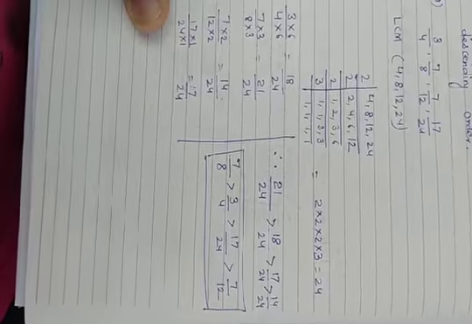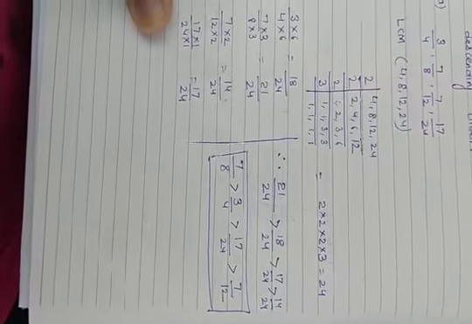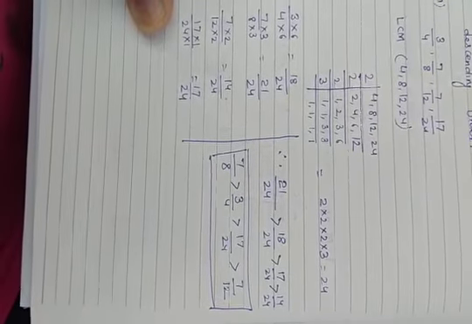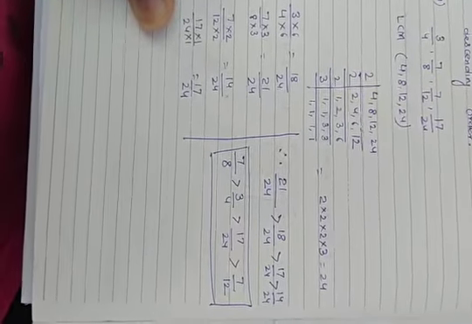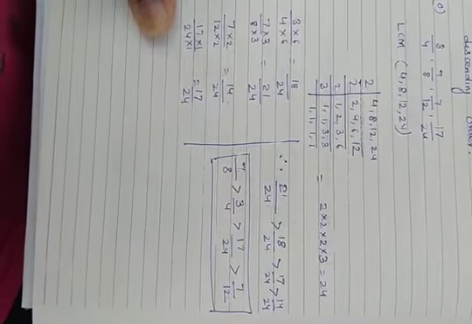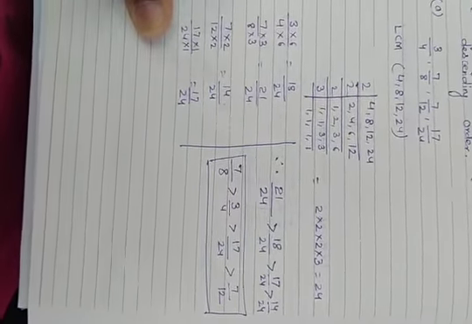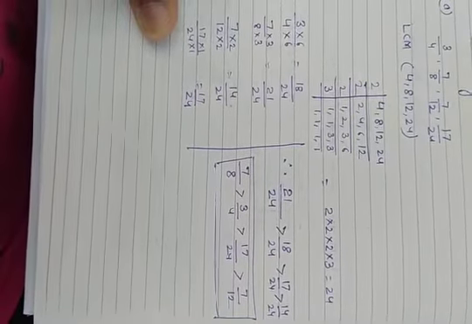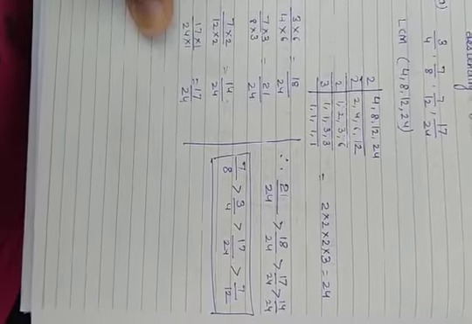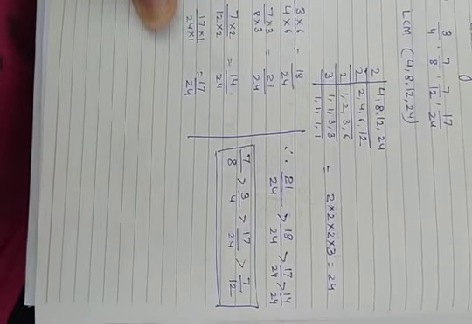3 by 4 is the first fraction. What should be multiplied to get the same value of the LCM in 3 by 4? So 6 multiplied, 18 by 24. In the same way, 7 by 8's equivalent fraction is 21 by 24. 7 by 12 is 14 by 24. 17 by 24 is 17 by 24.